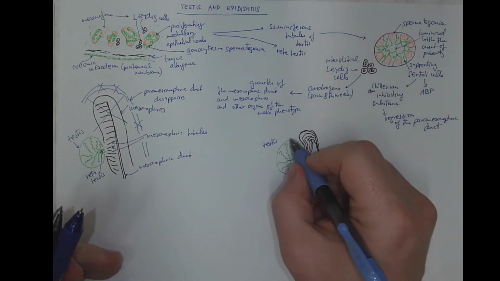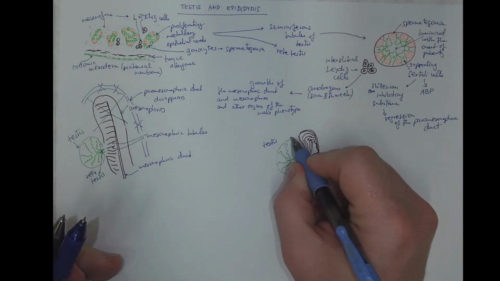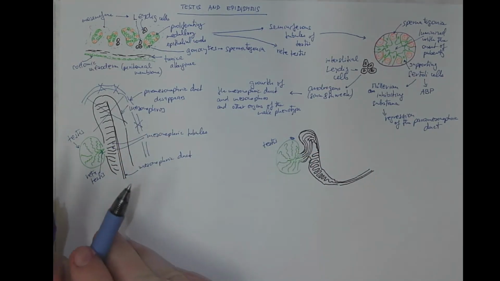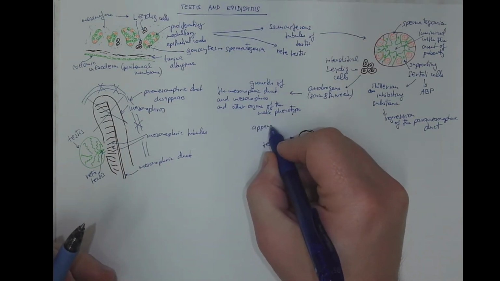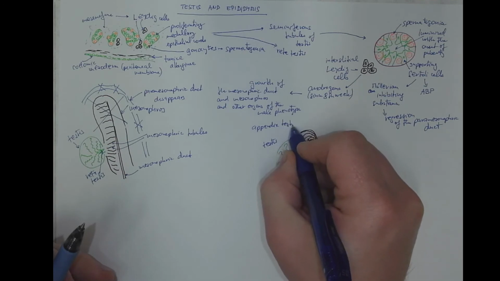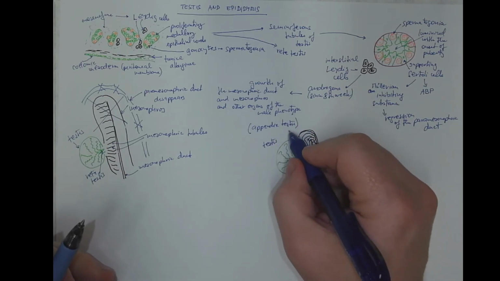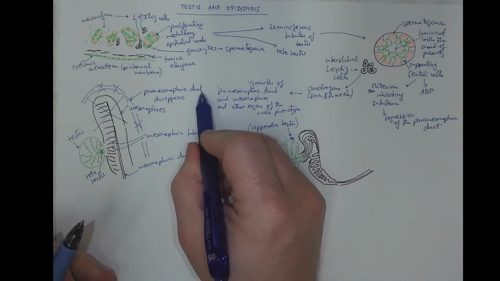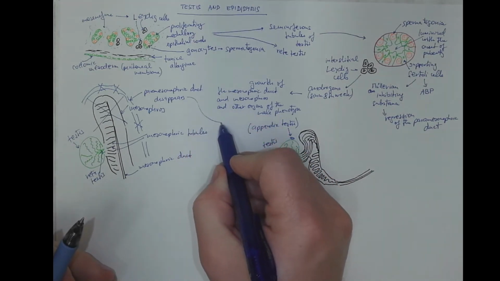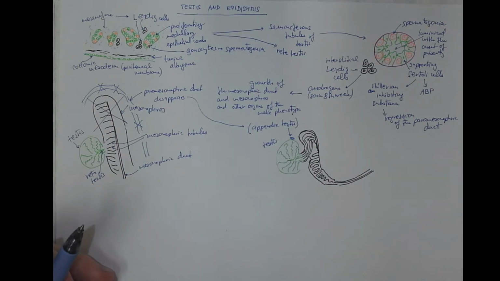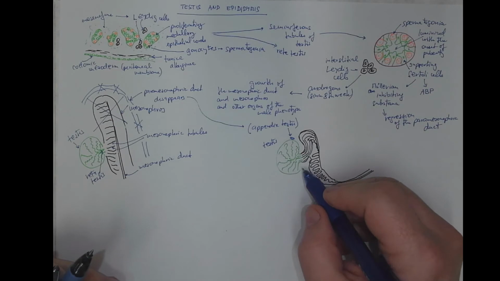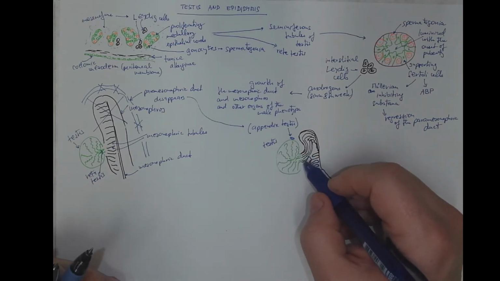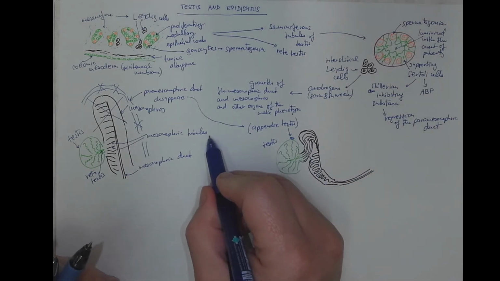Sometimes small residuals of the paramesonephric duct might persist as the so-called appendix testis. It does not have any apparent function known to us. So there might be residuals in the form of appendix testis, but more importantly, here are the efferent ductules of testis.